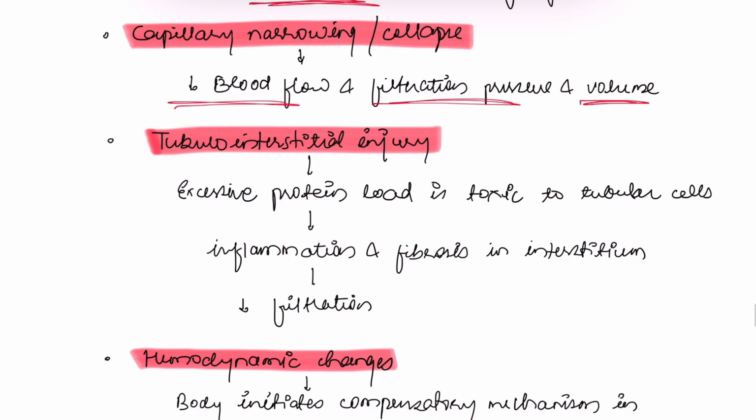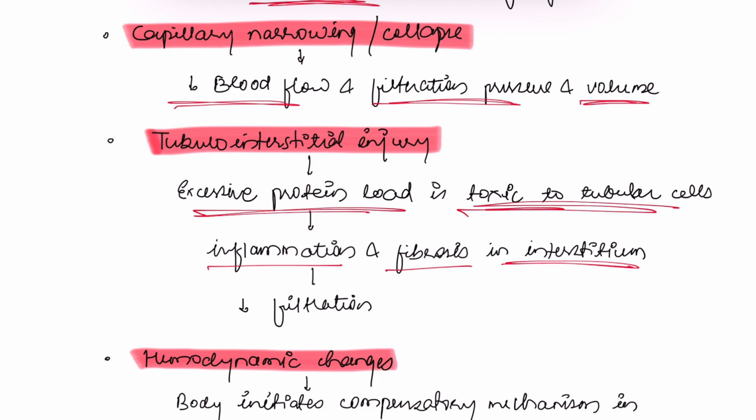Again, this glomerular injury is going to transmit to tubulointerstitial injury. And this excessive protein that we saw is going to cause inflammation in your tubules. It is toxic to tubular cells, and it causes inflammation and fibrosis in the interstitium. Whenever the interstitium is fibrosed, the size of nephrons decreases. There is tubular atrophy, there is scarring, and the number of functional nephrons also decreases. So that also is going to contribute to decrease in the GFR and decrease in filtration.